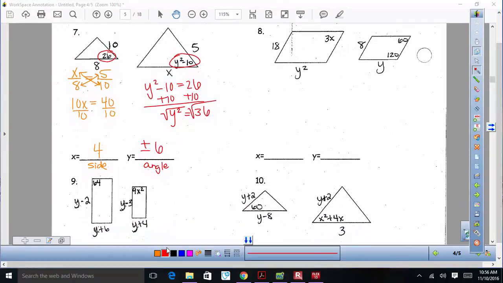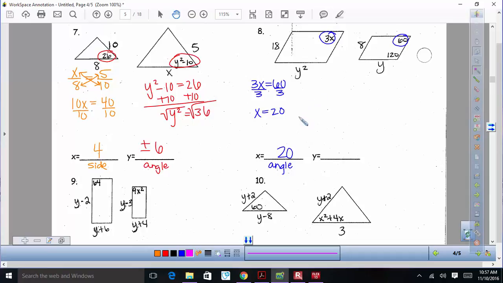Cal, in number 8, is x going to be a side or an angle? An angle. Okay, and what two angles are corresponding up here? Very good, 3x and 60, so that would be 3x equals 60. To get x by itself, we divide by 3, and x equals 20. Okay.